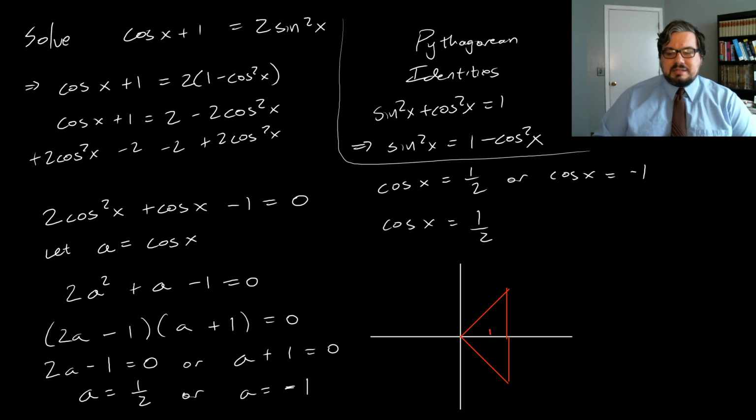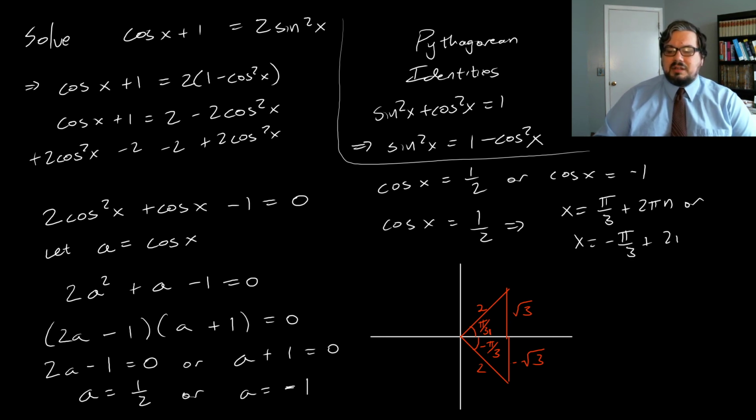Cosine is adjacent over hypotenuse. And so we get these triangle ratios here, which tells us that this angle is pi over 3. This angle is negative pi over 3. So our solutions to this first part are x equals pi over 3 plus 2 pi n, or x equals negative pi over 3 plus 2 pi n.